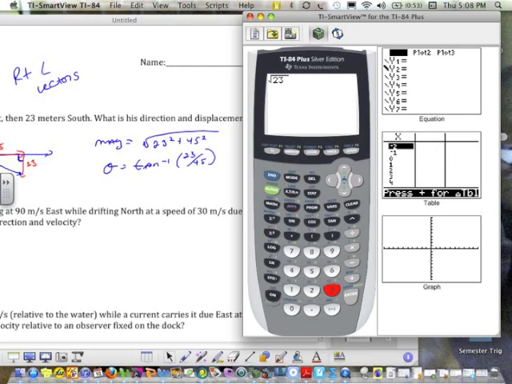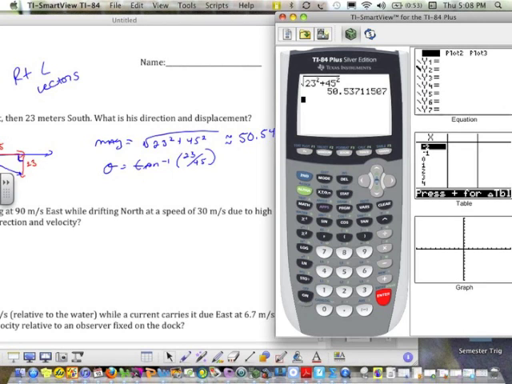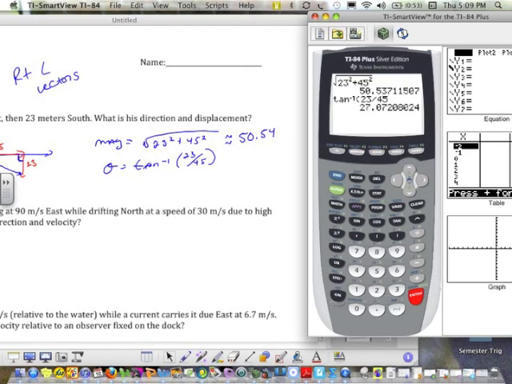23 squared plus 45 squared. So my magnitude is 50.54. And the second one, I want to do the inverse tangent of 23 divided by 45, which turns out to be 27.07 degrees.